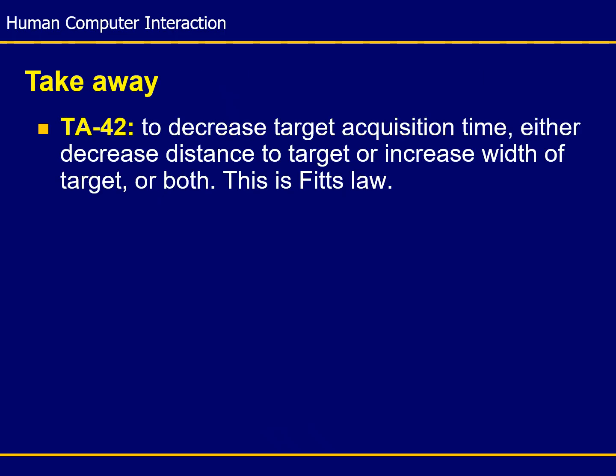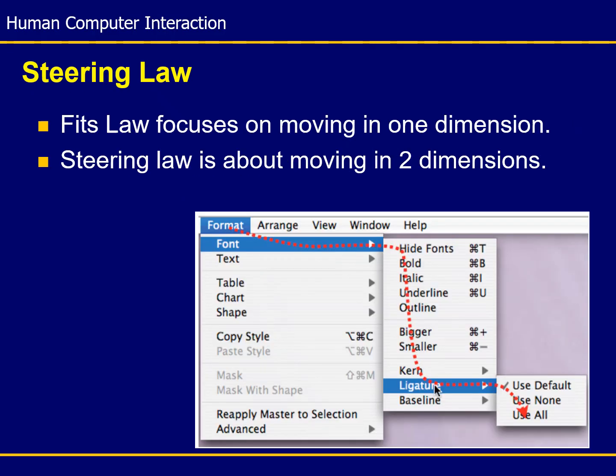So the takeaway, okay, this is a very important one. To decrease target acquisition time, either you decrease the distance to the target or increase the width of the target, or both. And this is basically what we get from Fitts law. We will talk now about steering law, which is an extension of Fitts law. Now, Fitts law generally covers movement in one direction or in one dimension from a starting point to an end point. What if your movement, you start and then you don't stop?